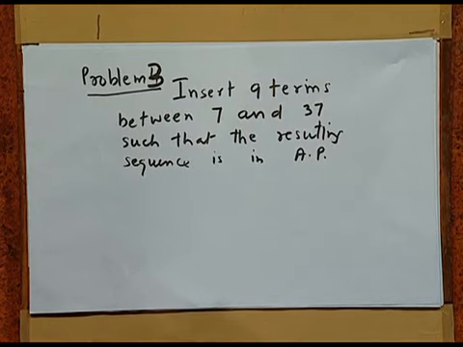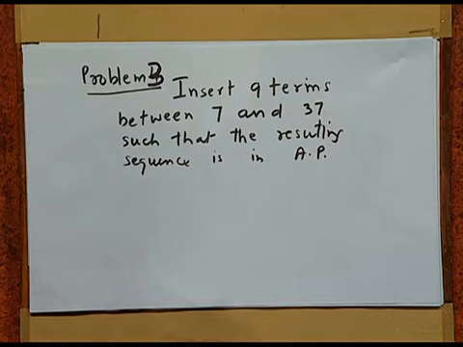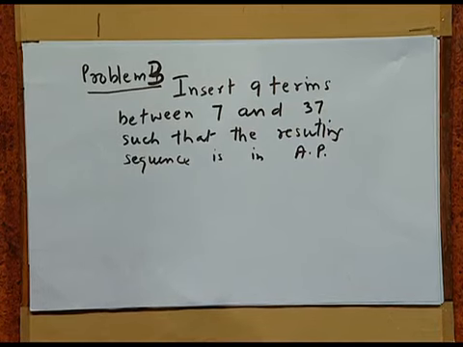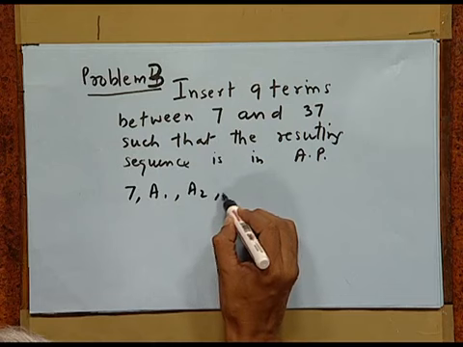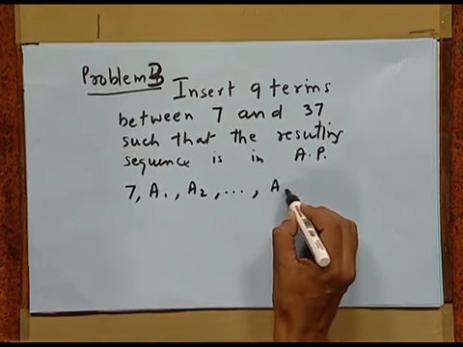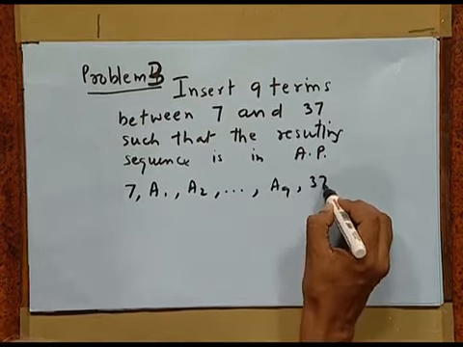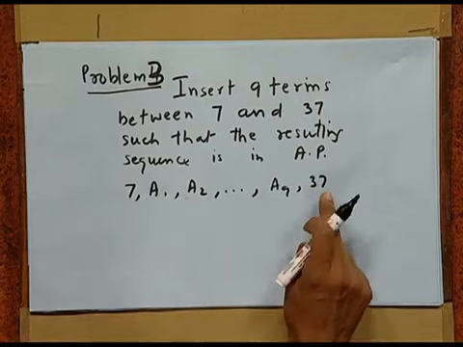Now look, here we had two terms 7 and 37. In between, we are inserting 9 items. So ultimately, we are having 11 terms. Suppose the remaining terms are A1, A2 up to A9. So we have 7, A1, A2, and so on up to A9, and then we have 37. So in all, we have 11 terms. Our purpose is to find the value of A1, A2 precisely.